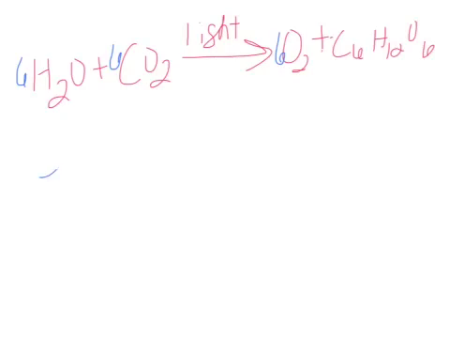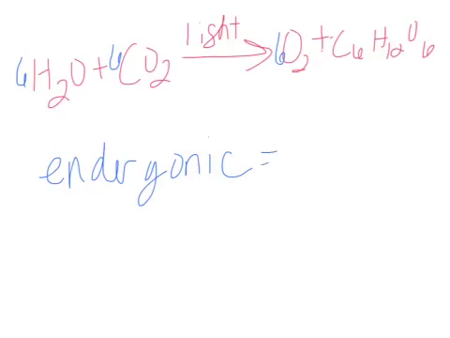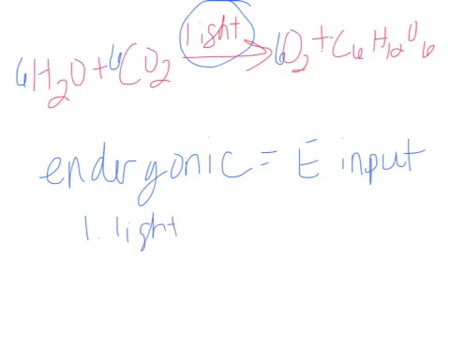So this reaction is an endergonic reaction. Remember, endergonic reactions require energy input. That input of energy is going to come in the form of light. So here's my energy input, so that's what's going to make this an endergonic reaction. And again, it's got two stages. It's got the light reaction, as well as what's called the Calvin cycle.